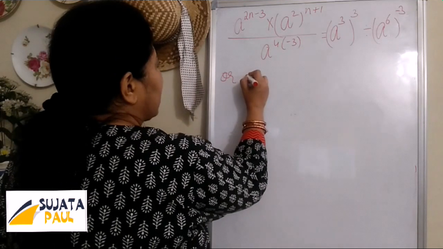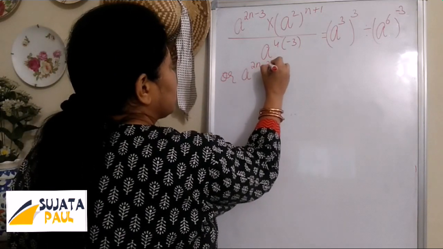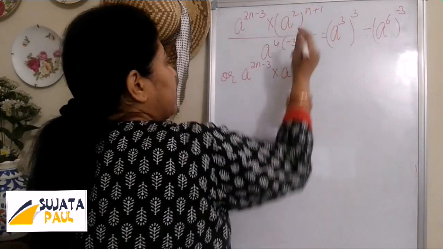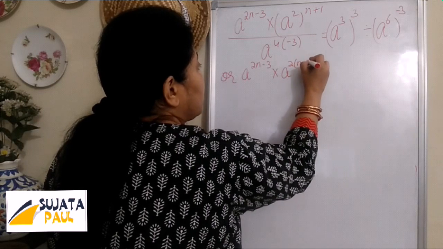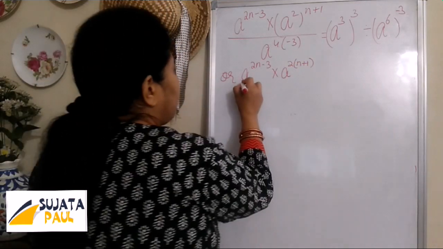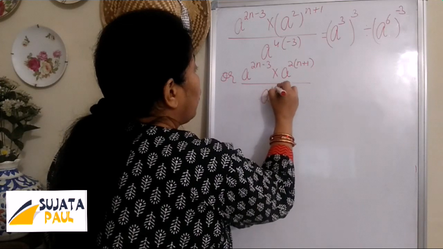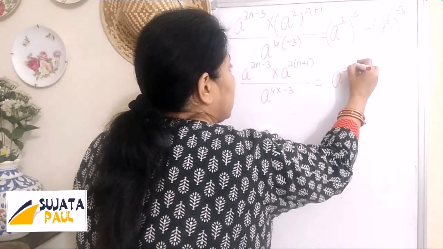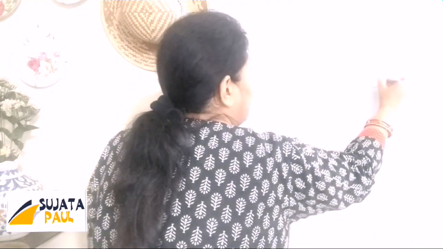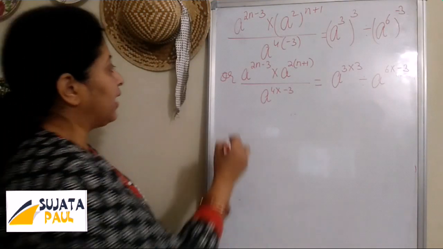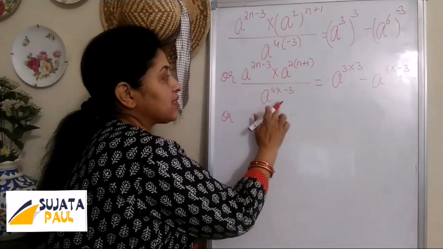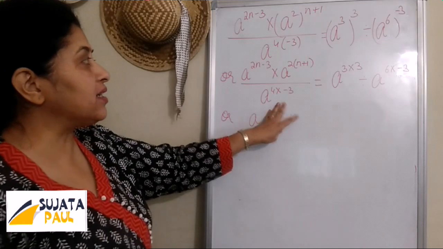And therefore, this becomes a raised to the power of 2n minus 3 into a raised to the power of, the power law, this 2 will be multiplied by this whole n plus 1. So I write it like this. Upon a raised to the power of 4 into minus 3 is equal to a raised to the power of 3 into 3 divided by a raised to the power of 6 into minus 3. I hope this is clear. And then this will be written as, and I'm going to only write this. This I'm going to take that side because it does not have n.